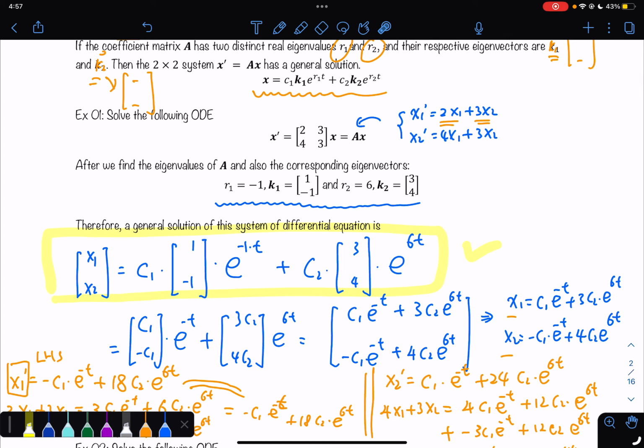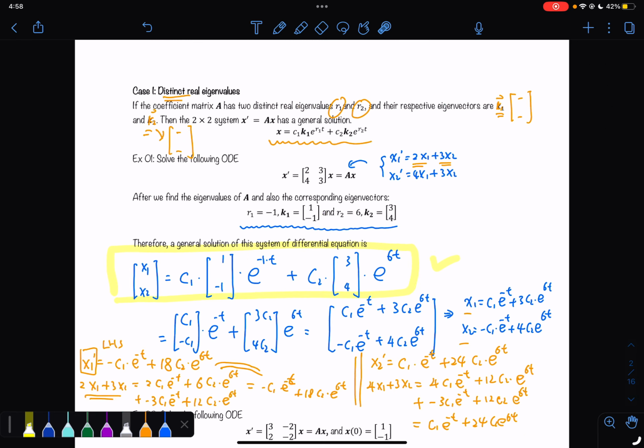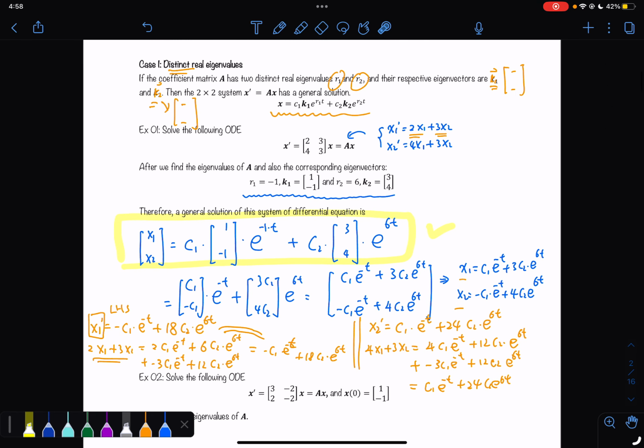So again, the procedure: if you have your system, write it into the matrix structure based on the coefficient matrix, and find the corresponding eigenvalues and eigenvectors. The structure is a linear combination of e to the eigenvalue times t, multiplied by the corresponding eigenvector. If there are several, you just put them together in the same structure. So this is how we work it out. And C1, C2 are undetermined coefficients. Unless initial function values are given to you, I wouldn't be able to find them.